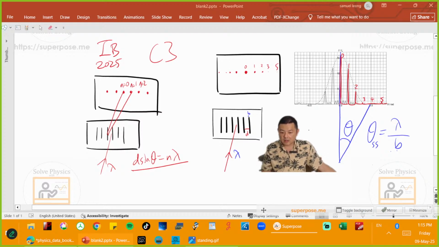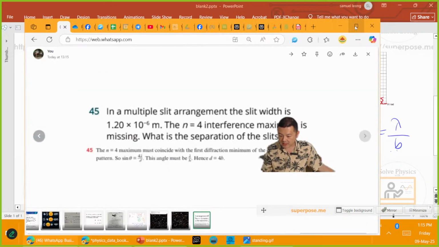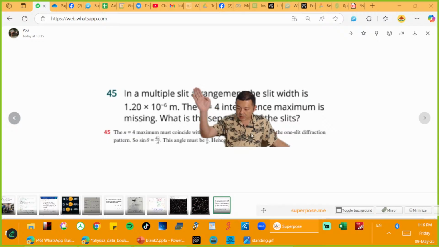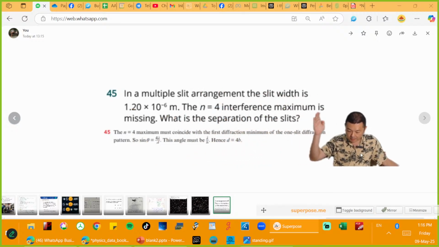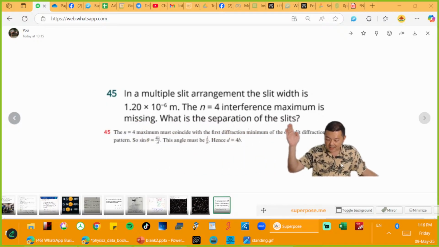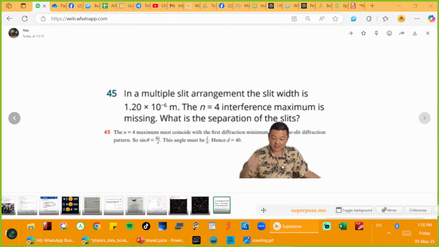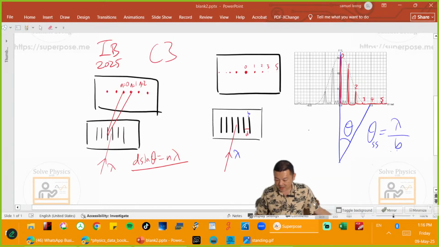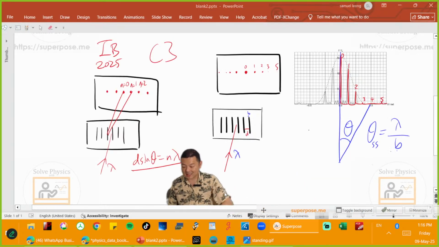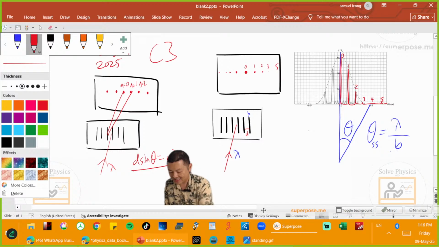So based on his question, he's saying that in a multiple slit arrangement with this slit width, the fourth interference maximum is missing. What is the separation of the slits, what's d? Okay, so the big problem I'm facing now is this.